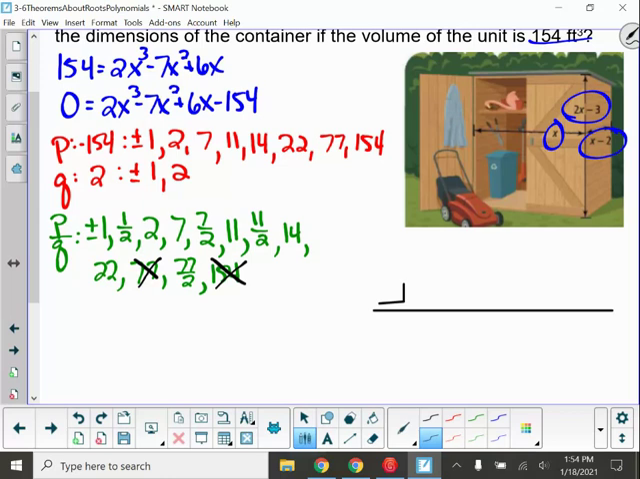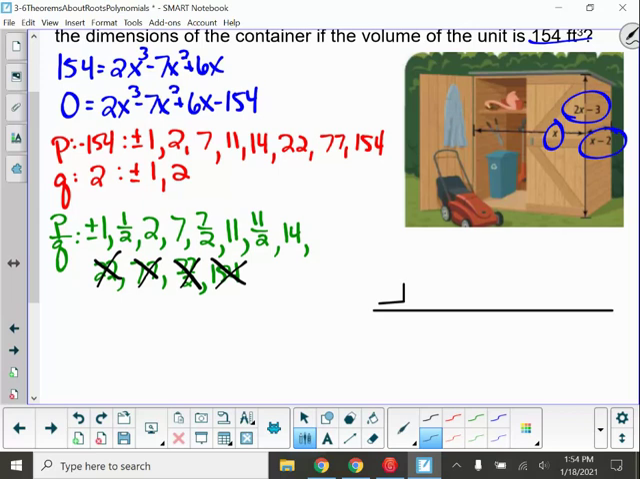77 likewise is going to be too big, as is 77 over 2. 22 you can probably rule out as well, because 22 times 20 is going to be bigger than 154, so we can get rid of that one as well.